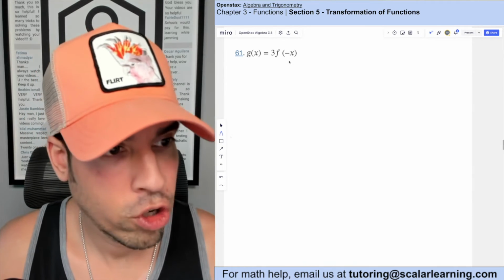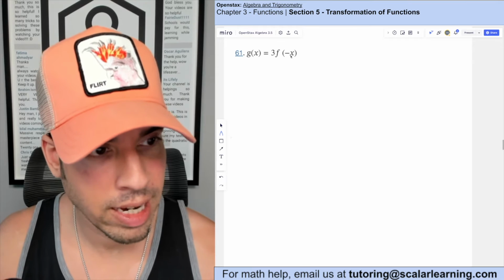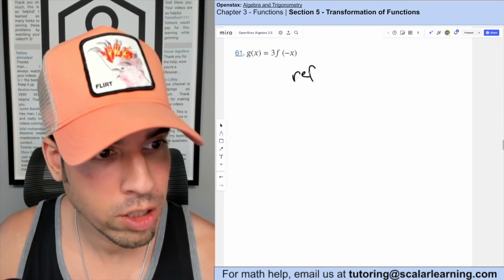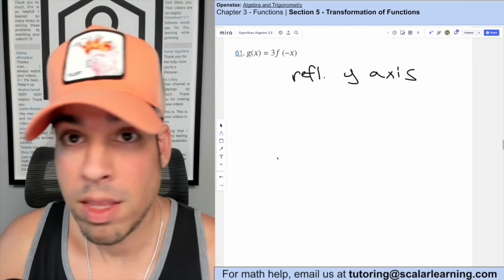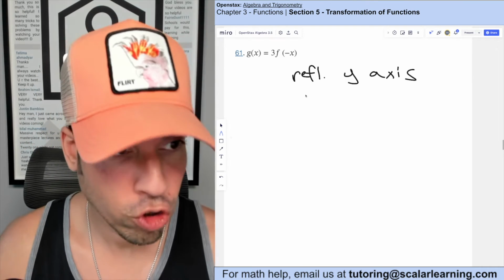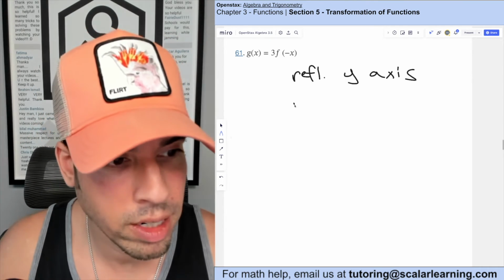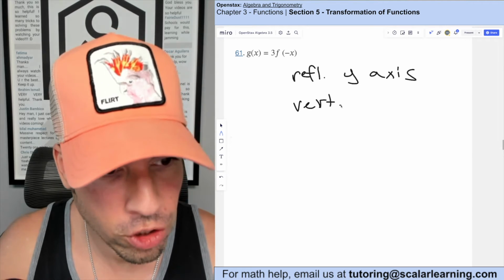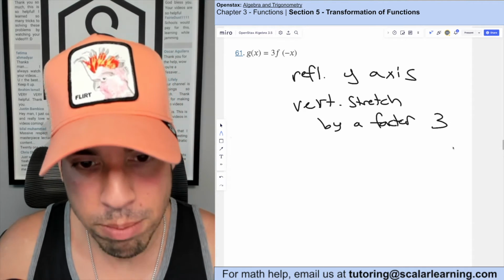So for this one, we have two transformations. First, the negation to the input, that is a reflection across the y-axis. And then the 3 on the outside is a vertical stretch or compression. Because it's greater than 1, it is a vertical stretch by a factor of 3, boom, done.